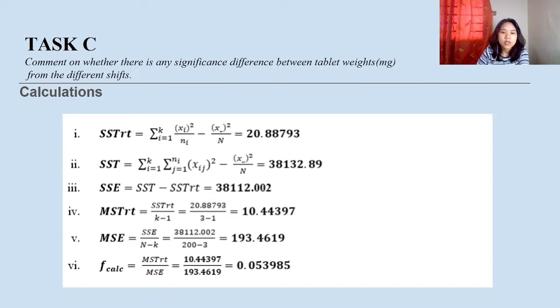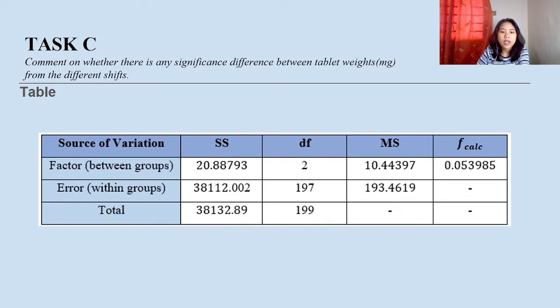This is the calculation to determine all the values for the ANOVA table. And finally, this is the complete ANOVA table. Then we can see all the values for the sum of squares of deviation, the mean sum of squares, and the degrees of freedom.